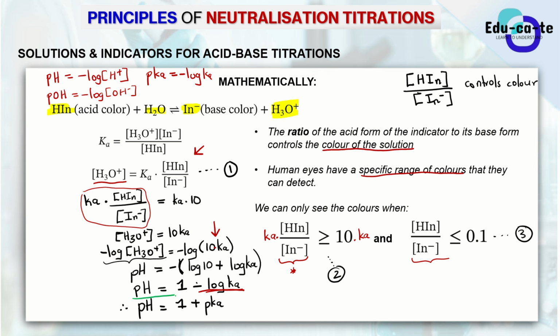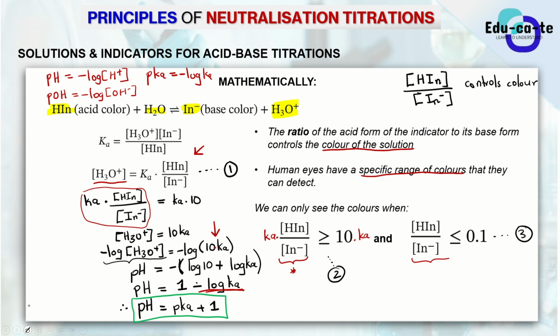So this is how you find the pH of an indicator using this condition, that for us to be able to see this indicator color change, this ratio needs to be greater than or equal to 10. So it means that you can observe that color. So this is pKa plus 1, or you can say this is 1 plus pKa. Let me just rearrange the terms here so that it looks a bit neater. So pH is equal to pKa plus 1.